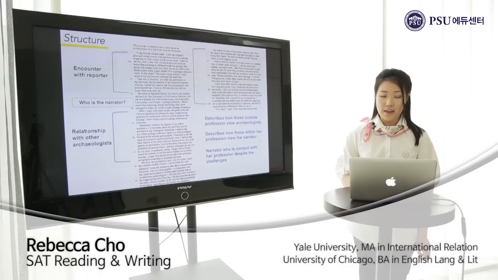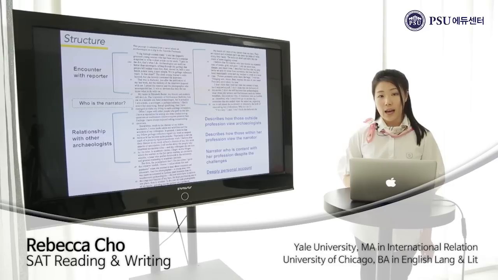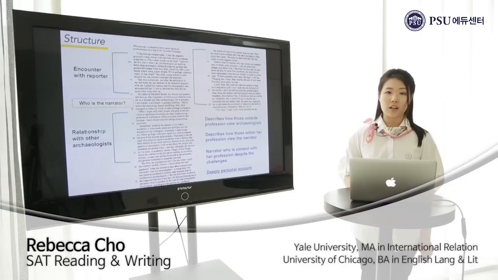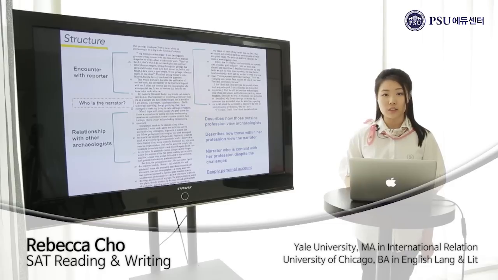The next part, and the important part, is how she, the narrator, describes herself, her own job. And we get the sense that she's content with her profession despite the challenges. And also, I think that after you read this passage, it's important for you to have caught the number of I's in this passage, which definitely hints upon what the intention of the author is. The narrator here is describing a subjective and a deeply personal account. And so she's not speaking about archaeologists in general. She's not speaking about journalists. She's speaking about her own personal experience in archaeology.